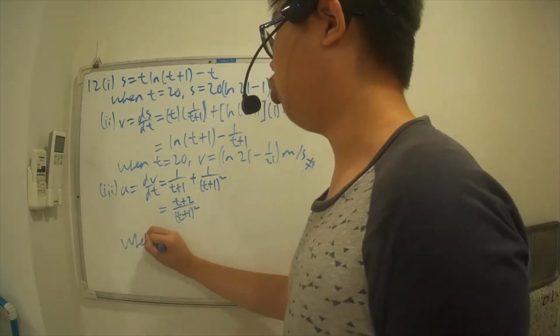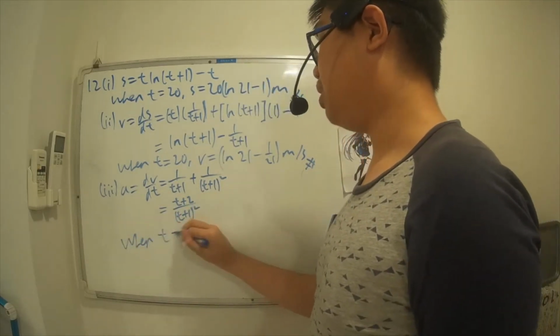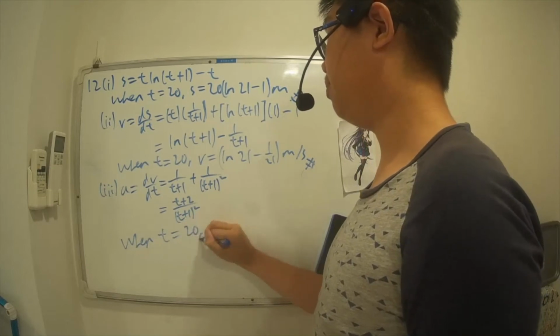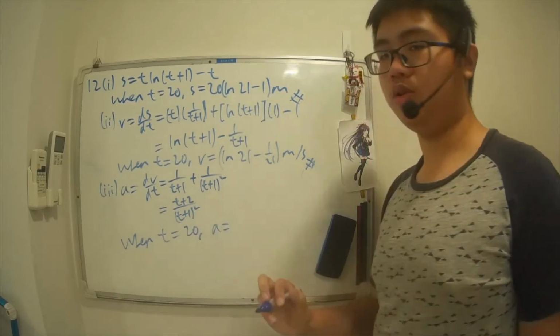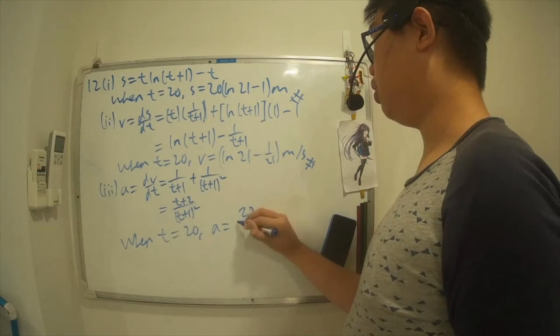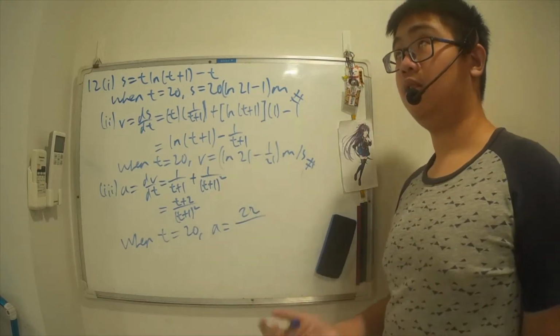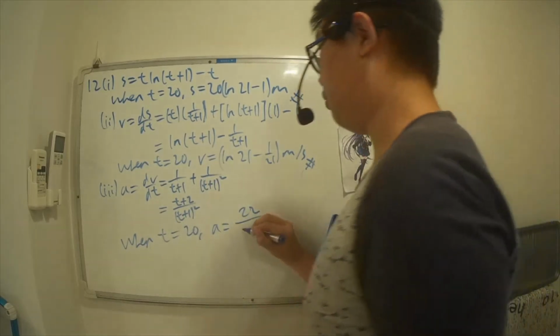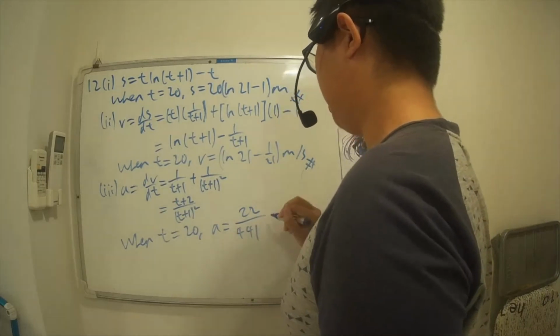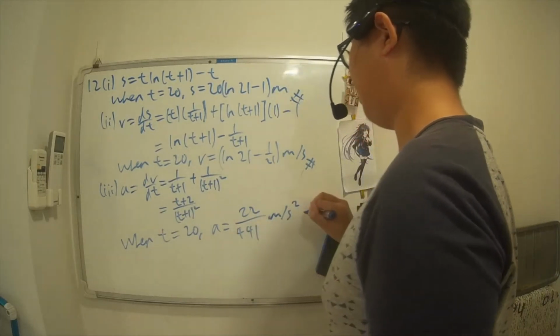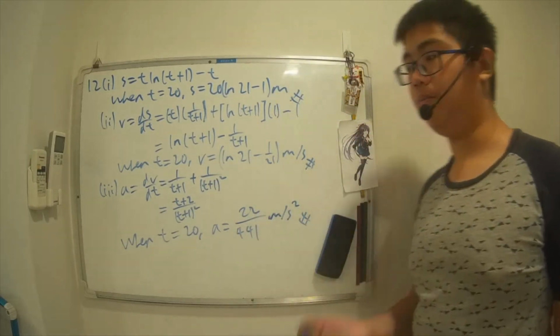So when t is equal to 20, a is literally just equal to 22 over 21 squared, which is 22 over 441 meters per second squared. And that's it.